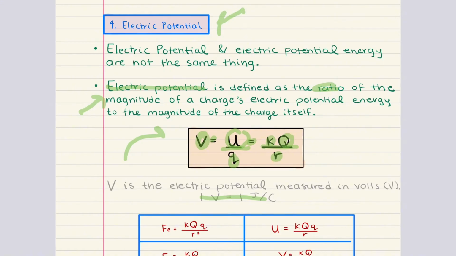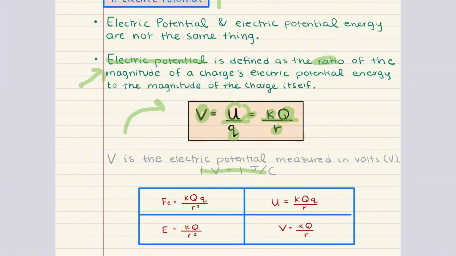Now, to clarify the difference between electric potential and electric potential energy, let's consider an example. If we have a positive test charge placed near a positive source charge, the test charge will have a certain amount of electric potential energy due to the repulsive force between the two charges.